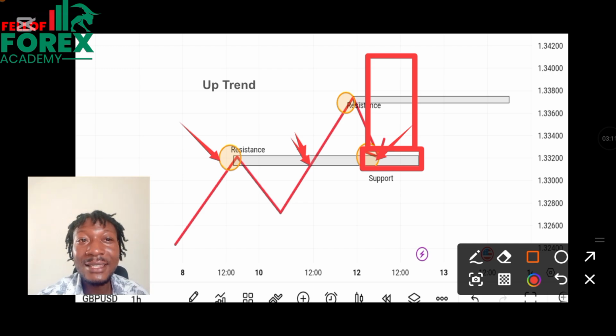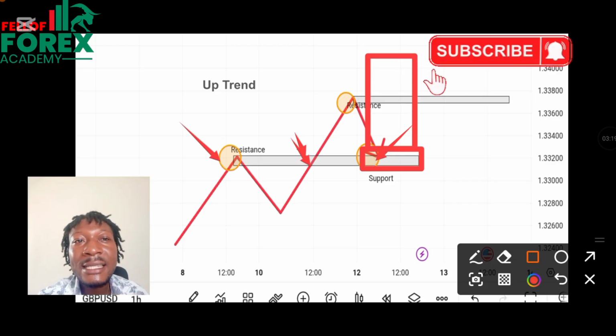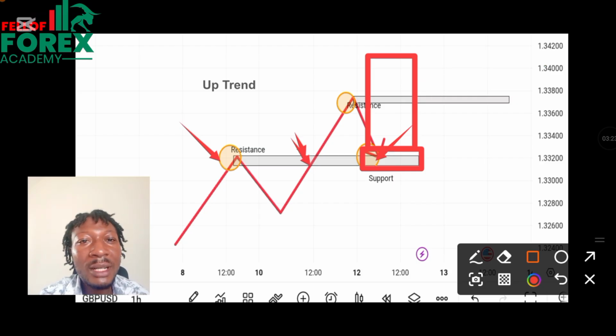Does it make sense? Does it sound easy? Yes, it should. But you don't just get in randomly. In an uptrend, you don't sell from the resistance zones. When you are in an uptrend, ignore all the sell opportunities that present themselves.